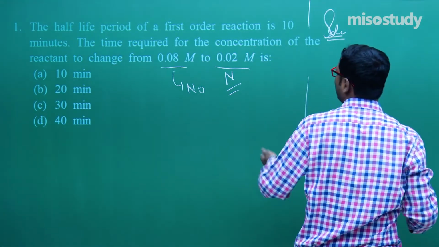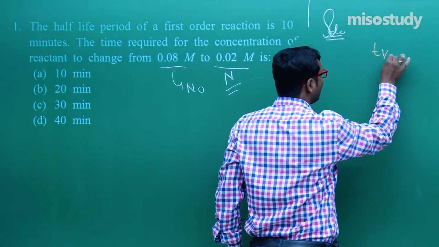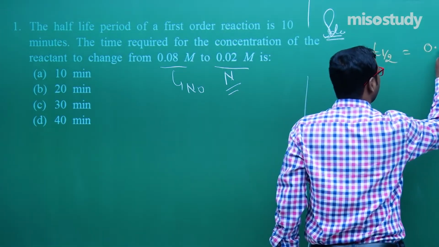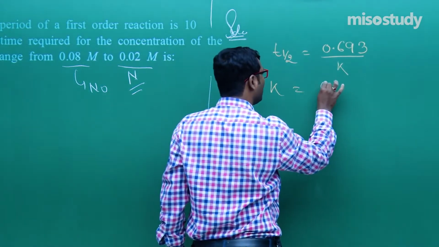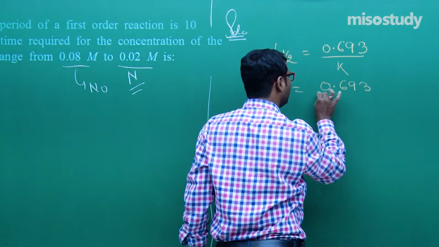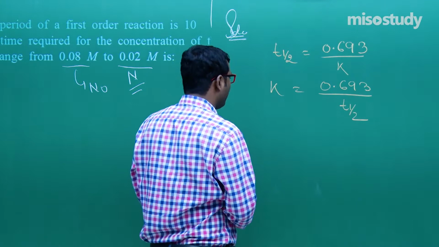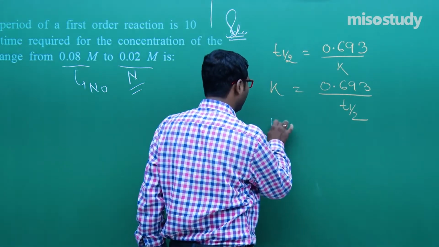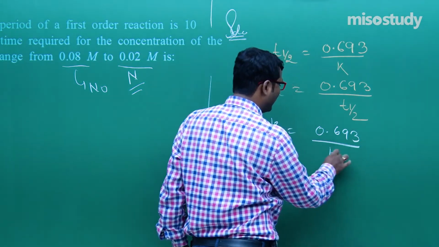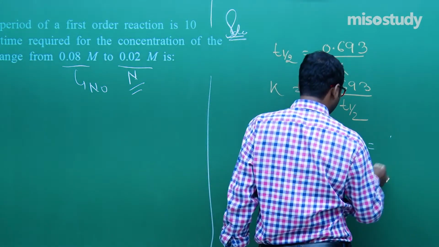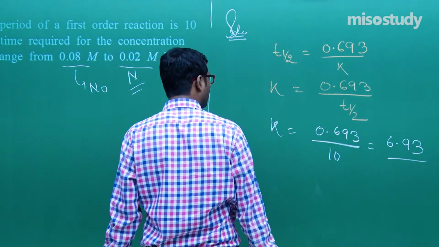It's very simple. As we know the half-life is 10. That is T half is equal to, we people know, 0.693 upon K. So K is equal to 0.693 upon T half. Yes sir, you are correct. Now put this value here, that is K is equal to 0.693 upon 10. Now what will happen? It will be around 6.93.